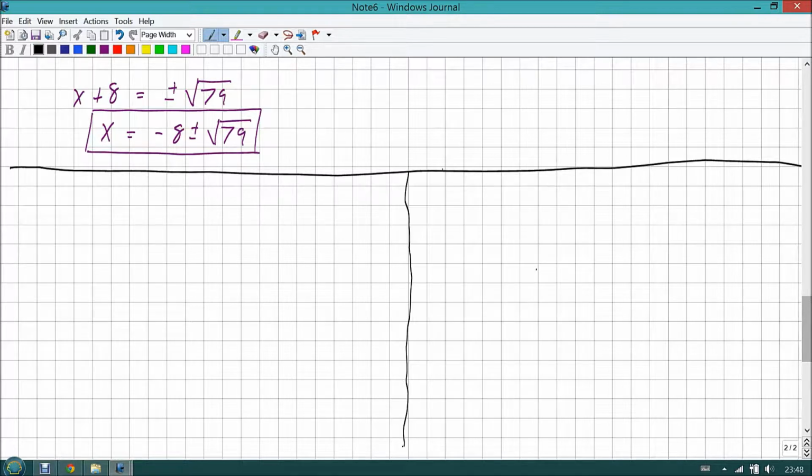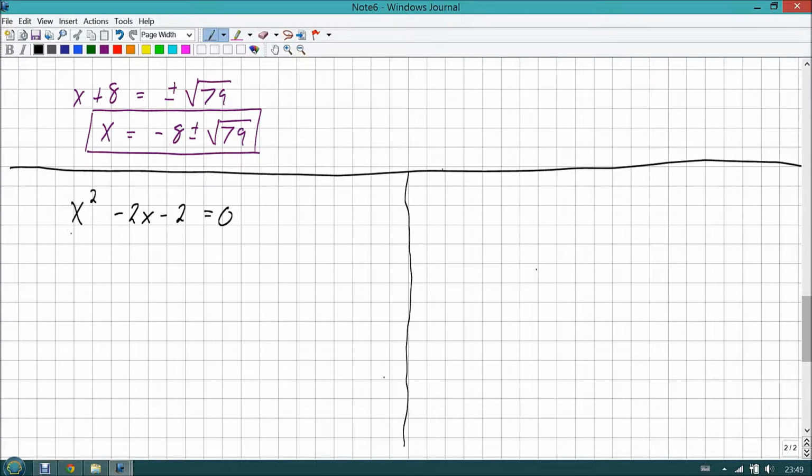So let's look at another one that will probably be a little more difficult. Let's say that we are given x squared minus 2x minus 2, and we're told to solve for x. Now on this one, we'll note that there are no factors of 2 that have a difference of 2. So we have to use the complete the square method.